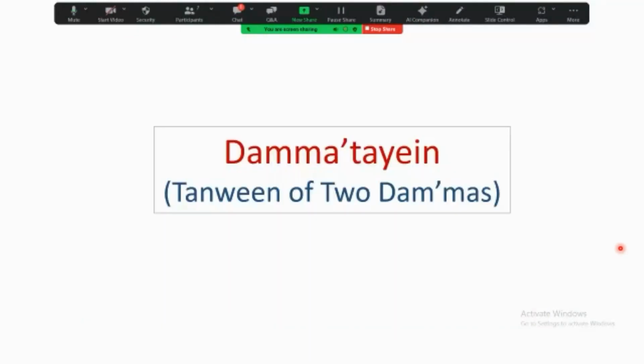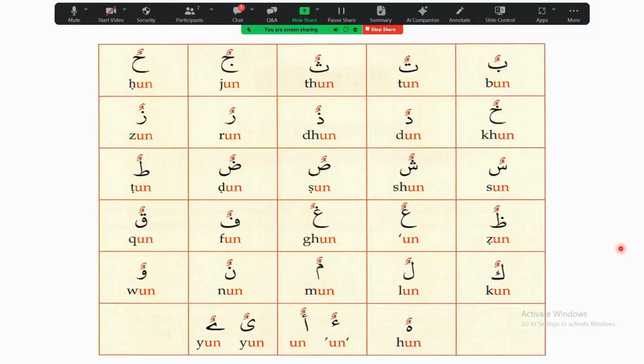Let's move on to the last one, which is the tanween of dhammatain, the tanween of two dhammas. So the first letter is ba, and you see the two dhammas on it. The two dhammas symbol makes a sound of un. Because that is on the letter ba, we say bun.